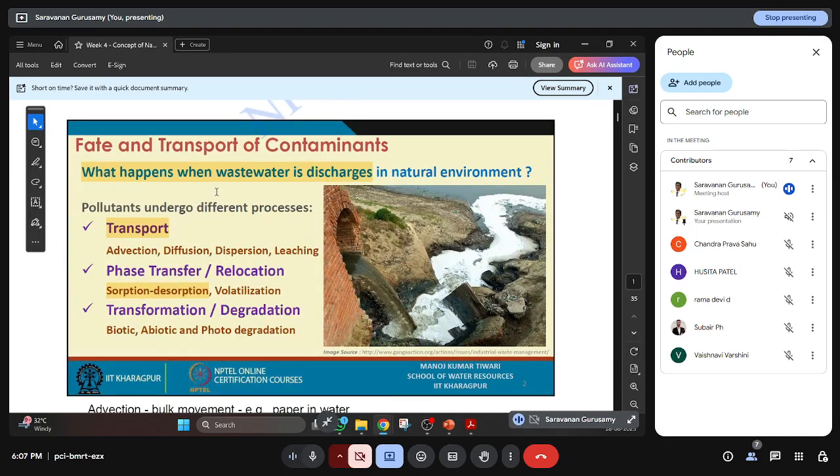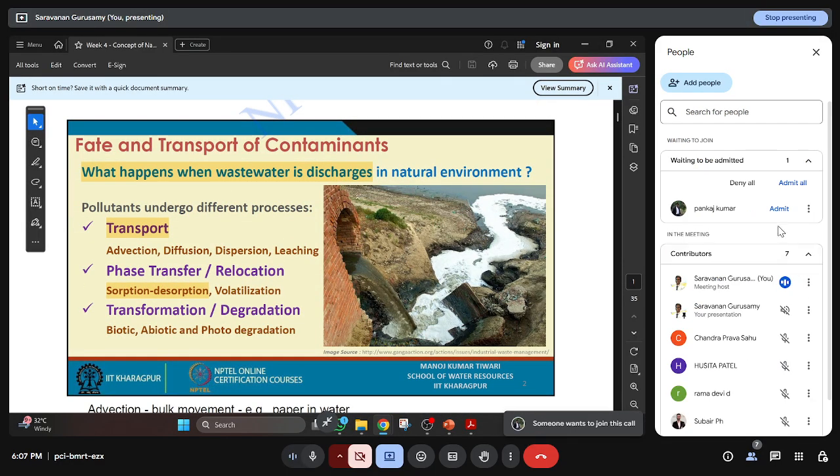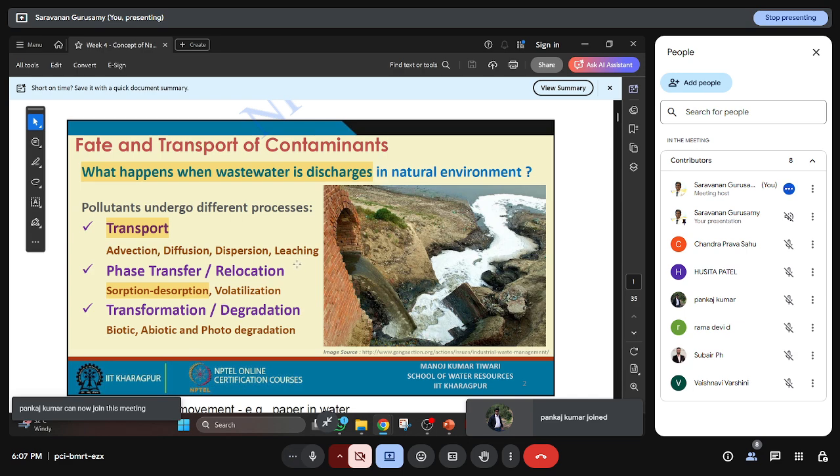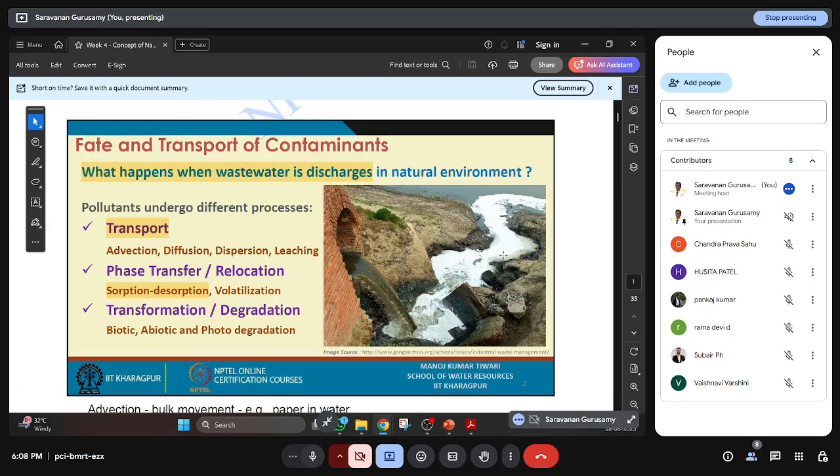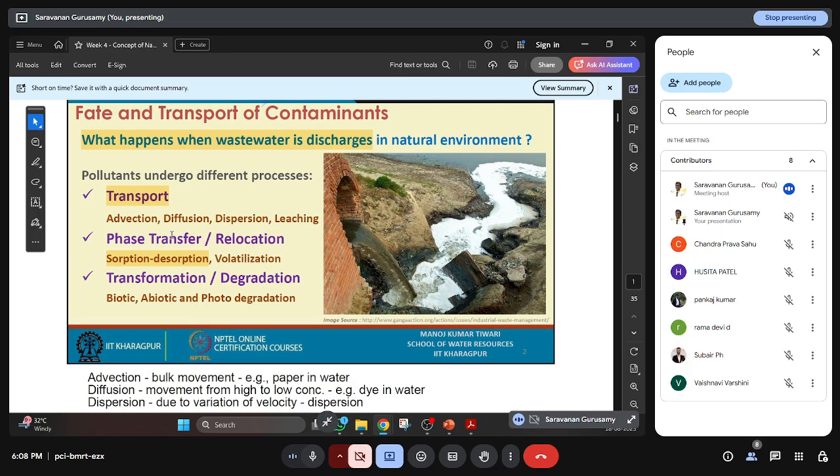So what happens when the wastewater is discharged in the river? See here in this figure, there is a river flowing. There is wastewater coming out from a sewer line, and it's going to mix with the river water, right? Whatever pollutant is in this wastewater will mix with the fresh water in the river. What are the mechanisms that may happen? First it may get transported, right? There are four methods of transportation: advection, diffusion, dispersion, and leaching.